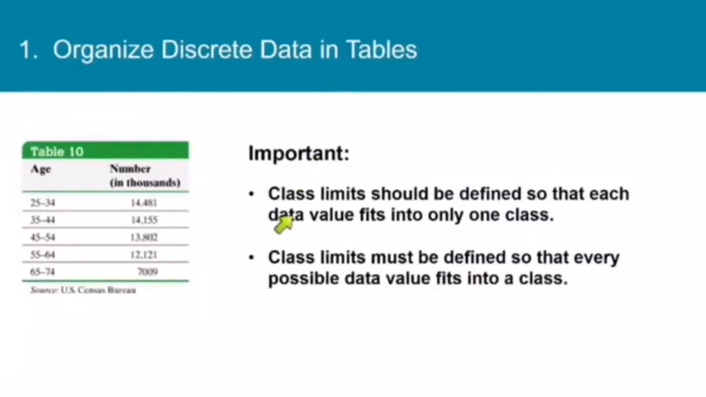Now this is very important. Class limits must be defined so that each data value fits into only one class, and also so that every possible data value fits into some class. So notice this frequency distribution, which is made from discrete data. The first class starts at 25 and goes to 34, and then the next class starts at 35 and goes to 44. Because we're dealing with discrete data, we can see that where the first class ends, the second class picks up. And there's no danger of us having a data value that's 34.5 or something like that, because this is discrete data.